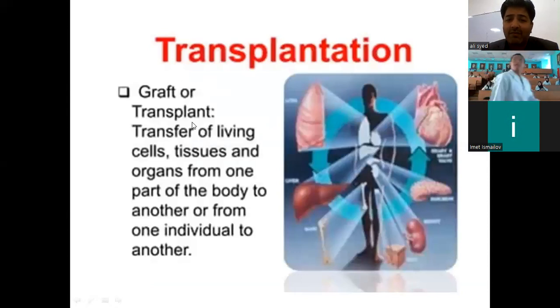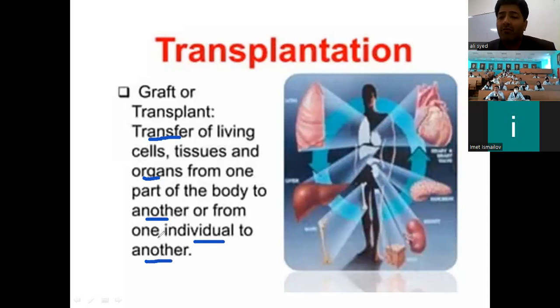The definition for transplantation: it is a graft or transplant, the transfer of living cells, tissues and organs from one part of the body to another or from one individual to another. So in simple words, transplantation is when you are transferring living cells, tissues and organs from one part of the body to another part, or from one individual to another individual. It is known as transplantation.